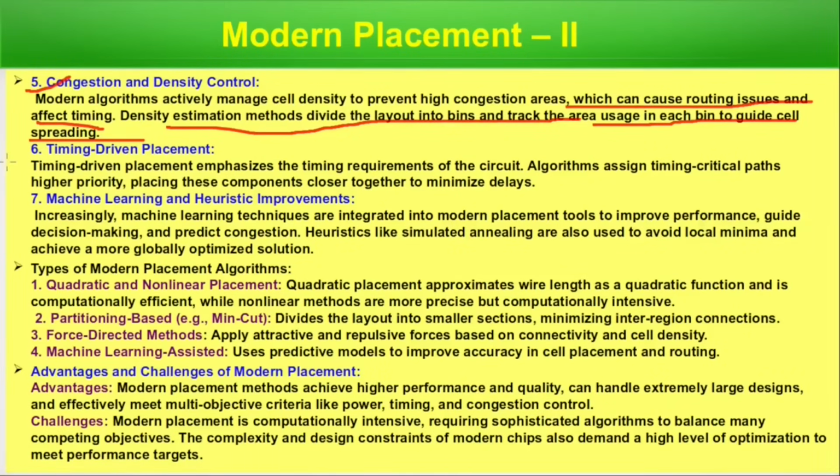Now timing driven placement. Timing driven placement emphasizes the timing requirement of the circuit. Algorithms assign timing critical paths higher priority, placing these components closer together to minimize delays.